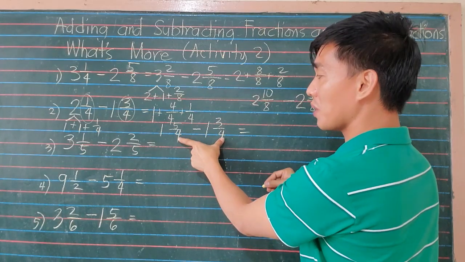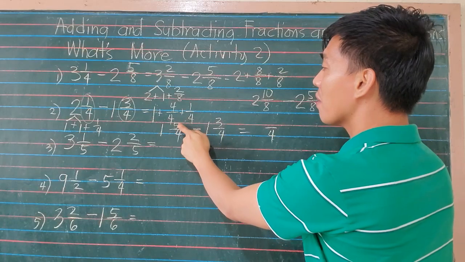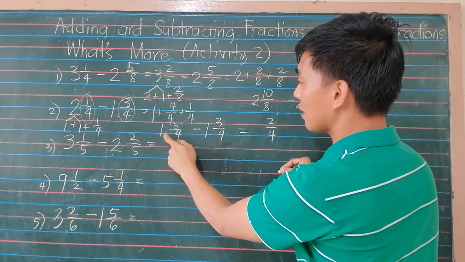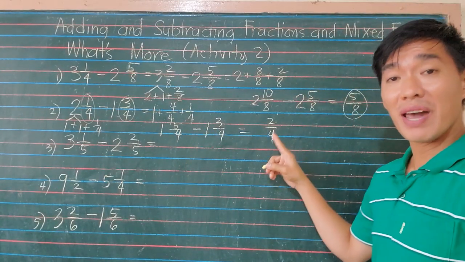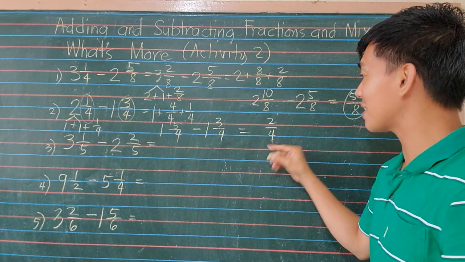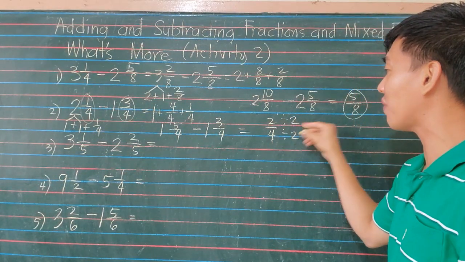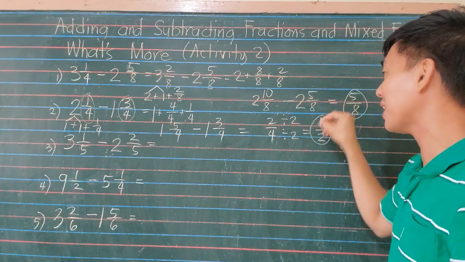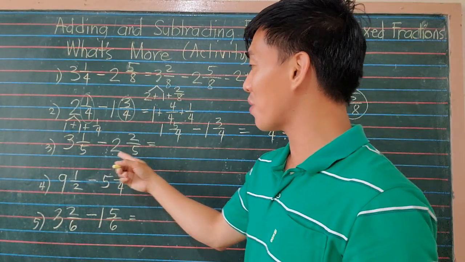So, we will start with the fraction first. Copy the common denominator 4. 5 minus 3 is 2. Then, 1 minus 1 is 0. So, 2/4. However, this is not yet in its simplest form because both could still be divided by 2. So, 2 divided by 2 is 1. 4 divided by 2 is 2. So, our final answer is 1/2. Let's proceed to item number 3.